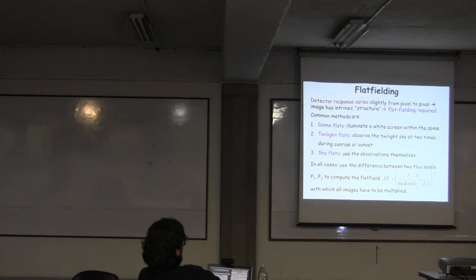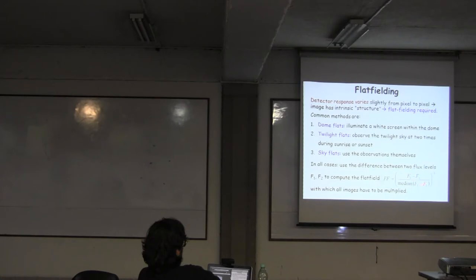So you just take the difference, F1 minus F2. Those were just some exposures of the sky or of the dome, and they have different light levels. You subtract the two, and that's actually the response. The image of the detector shows you how the pixels respond to light. You just have to normalize it then.